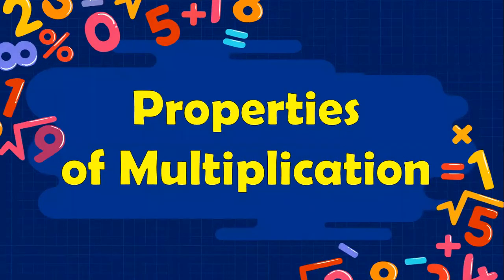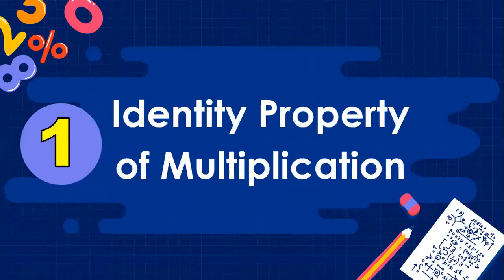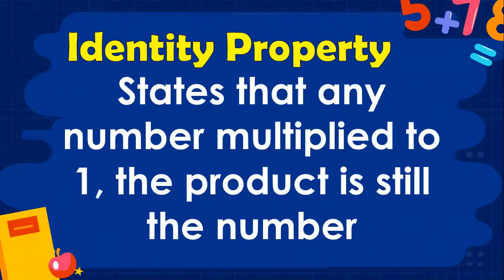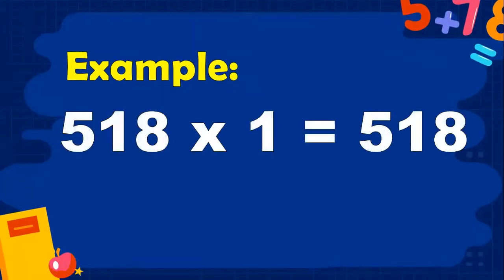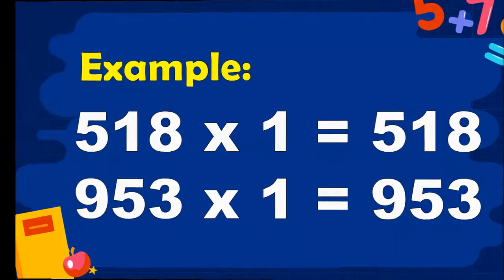Let's study the properties of multiplication. The first one is the identity property of multiplication. The identity property states that any number multiplied by 1, the product is still the number. Example, we have 518 times 1 is equal to 518. 953 times 1 is equal to 953.